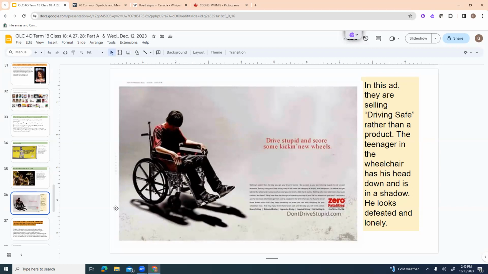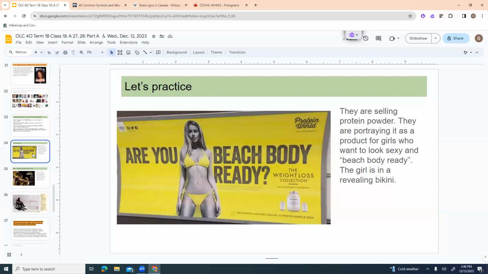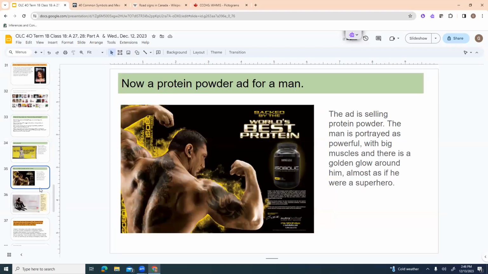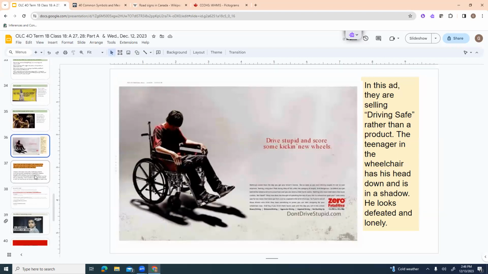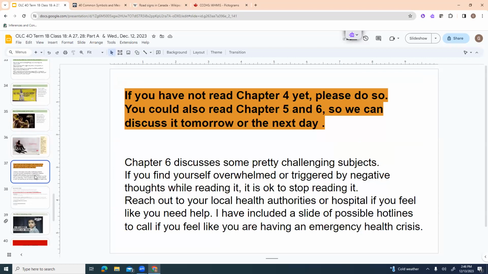And that's the kind of thing we're trying to get you to be aware of in this project, right? That they're going towards stereotypes. And sometimes that can cause us to have very negative opinions of ourselves or of the people that don't meet those stereotypes. If you have not yet read chapter 4, please do so, because we are now at the spot where we've done all the predictions about chapter 4. You could also read chapter 5 and 6 so we can talk about it.